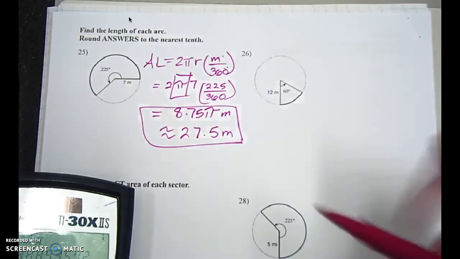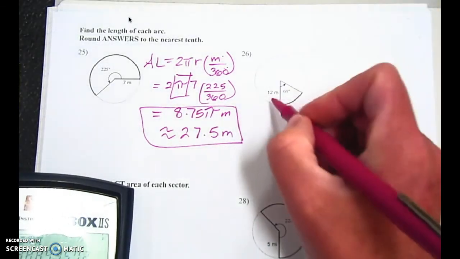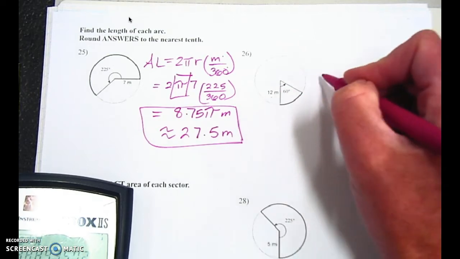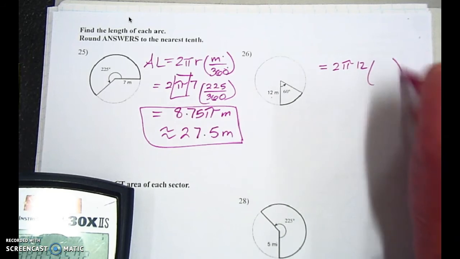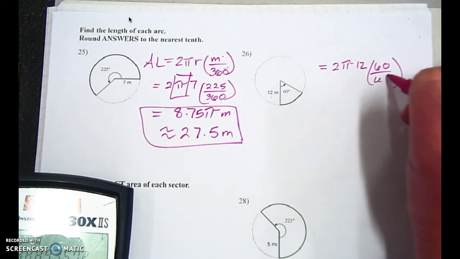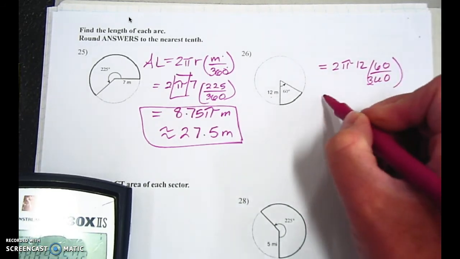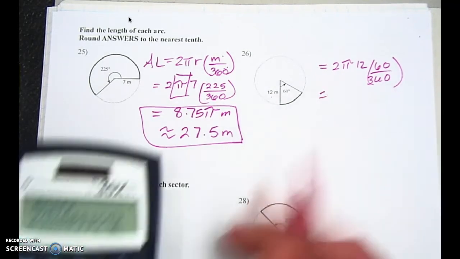Same formula for number 26. So this time the radius is 12, so we're going to have 2 pi 12. And the measure of the angle is 60, so 60 over 360. And again, you can reduce that, but you don't need to. The calculator will do it for you.